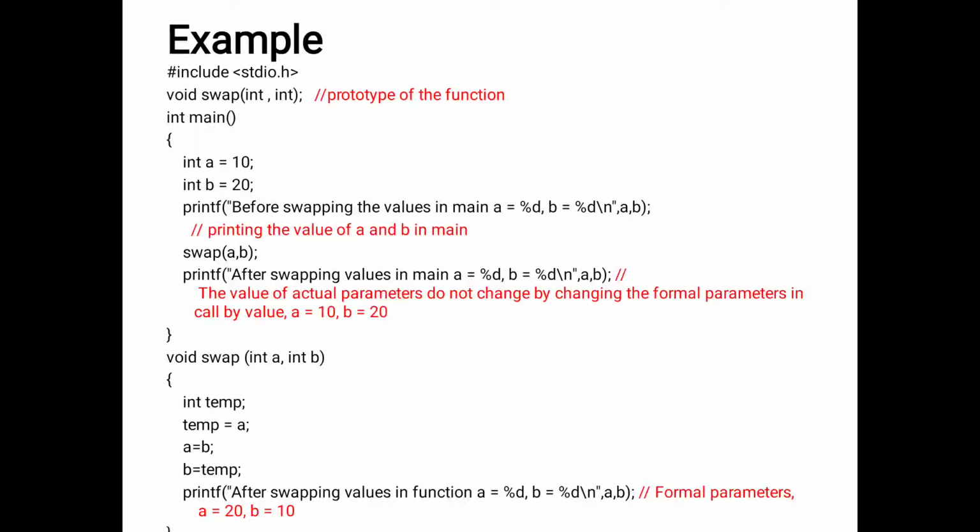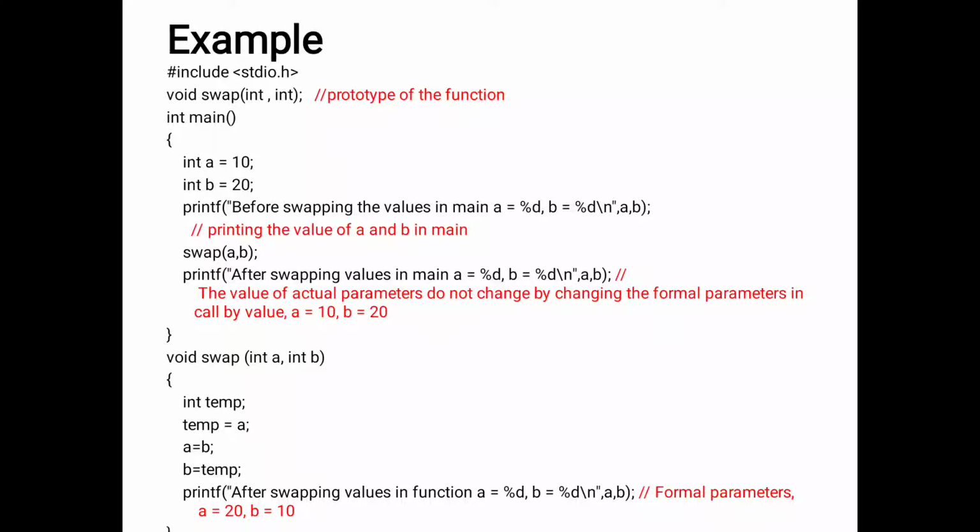Here I have declared int a is equal to 10 and int b is equal to 20. This is a formal parameter. Int a is equal to 10, int b is equal to 20. These are the actual parameters, and you are going to swap these two values. The value of a is to be swapped with the value of b. So before swapping, what is the value of a? a is equal to 10 and b is equal to 20. That is before swapping in the main function.